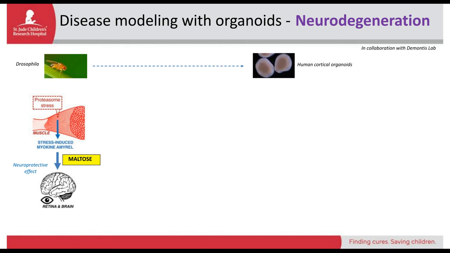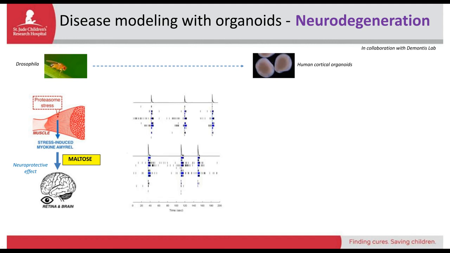Now, the lab did a bunch of assays, but there's one assay that I'm going to highlight here, which we did in my lab. We basically took mature cortical organoids. These are 2 organoids: one is a control, and the other was treated with maltose, which the lab showed in Drosophila has this neuroprotective effect. And then we used heat shock as a means to induce neurodegeneration.